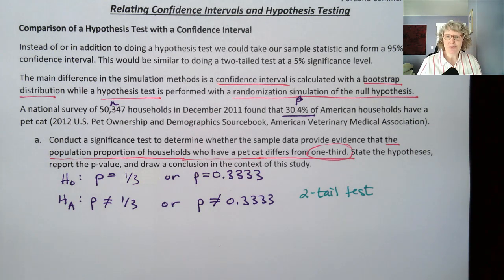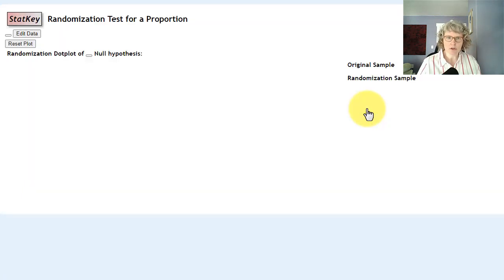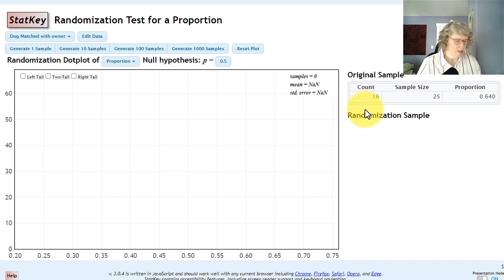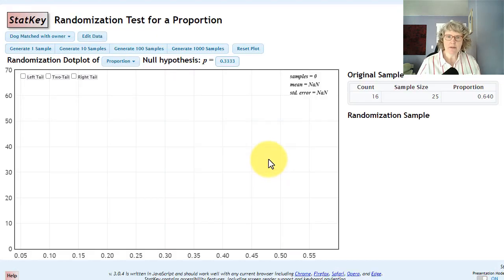Now we're going to go to our applet, right? So we're doing a hypothesis test. So that's our right column. Our bootstrap confidence intervals are in the middle column. The right column, we're doing a proportion. We have just one, not two. So we're doing a single proportion. And this is where we put in our p hat, right? Well, we can put in our null first. Our null is 0.3333. That's our null hypothesis. And I always check that my scale at the bottom will end up being in the middle. I always use that as a double check.